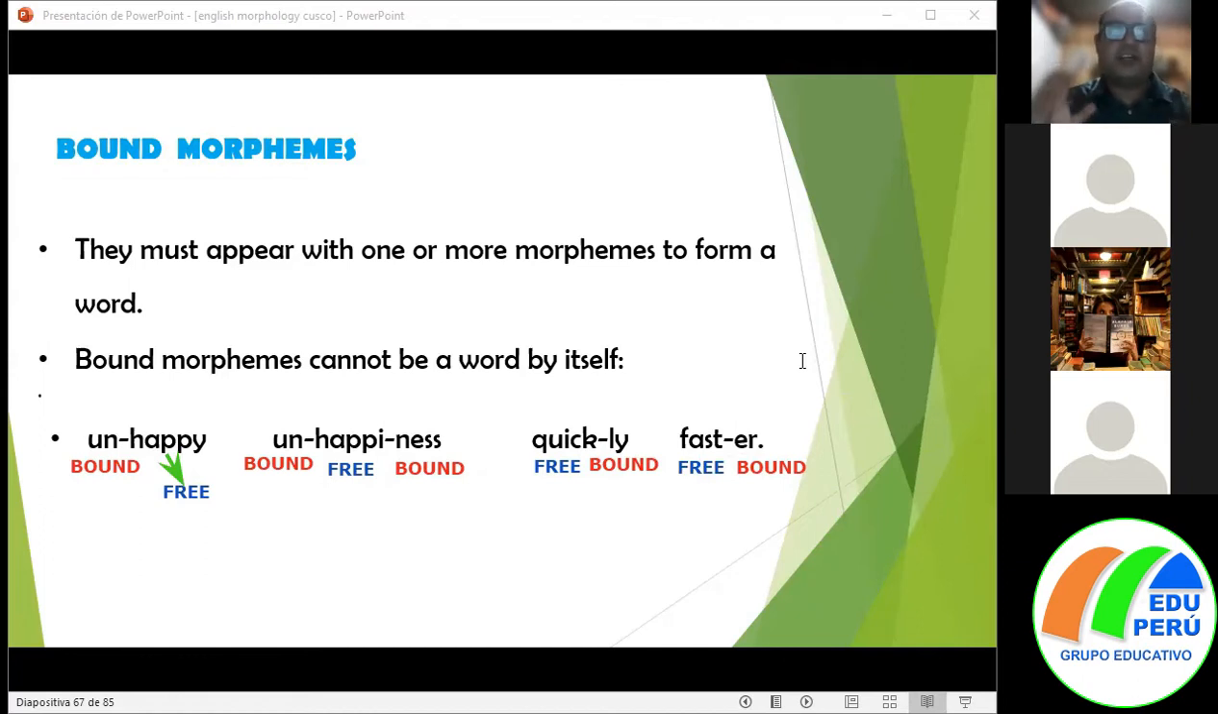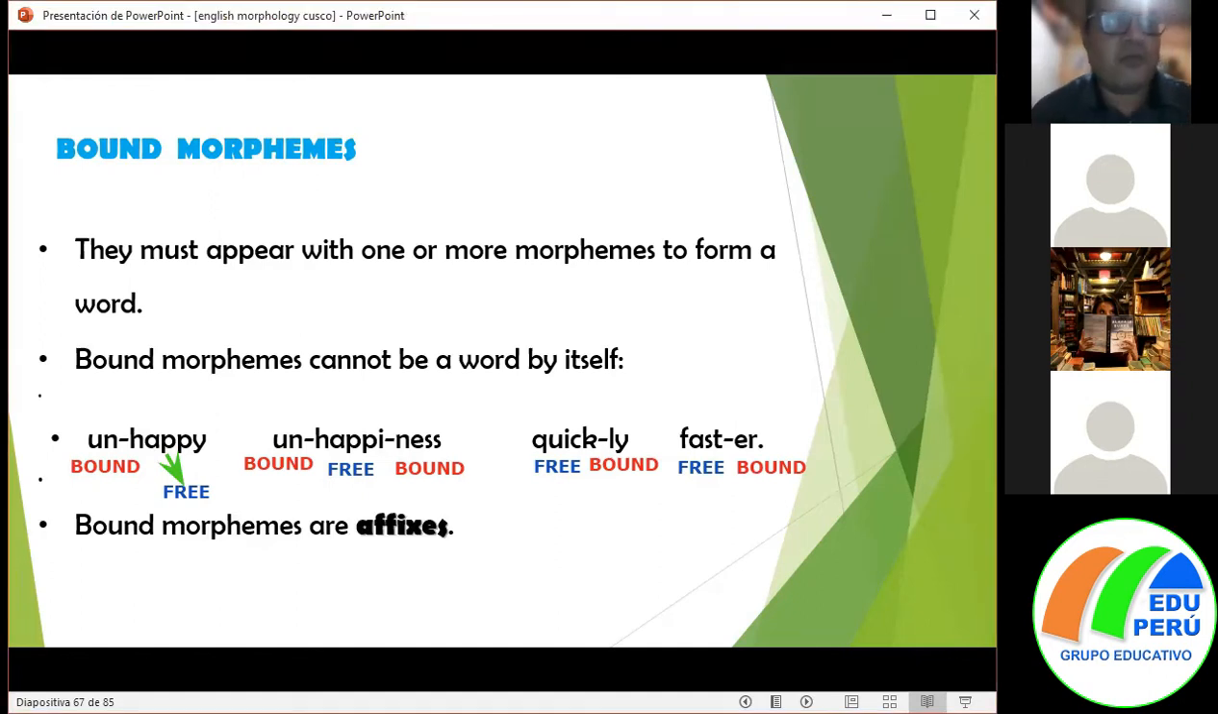So notice here, now we are talking about the different types of morphemes according to their appearance. How can they appear? Some morphemes can appear alone. They are called free. And some morphemes cannot appear alone. They need other morphemes to appear. So they are called bound morphemes. And notice here the difference between these two.